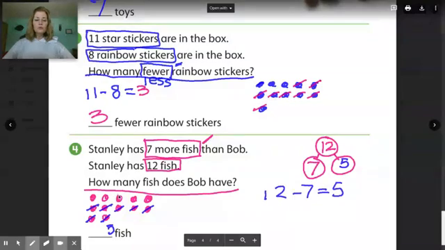Also, I drew Stanley's 12 fish, and I took away the 7 that he had more than Bob, and it shows the 5 that Bob has. So 5 plus 7 equals 12. So Bob has 5 fish. And I'm hoping you did a really good job.